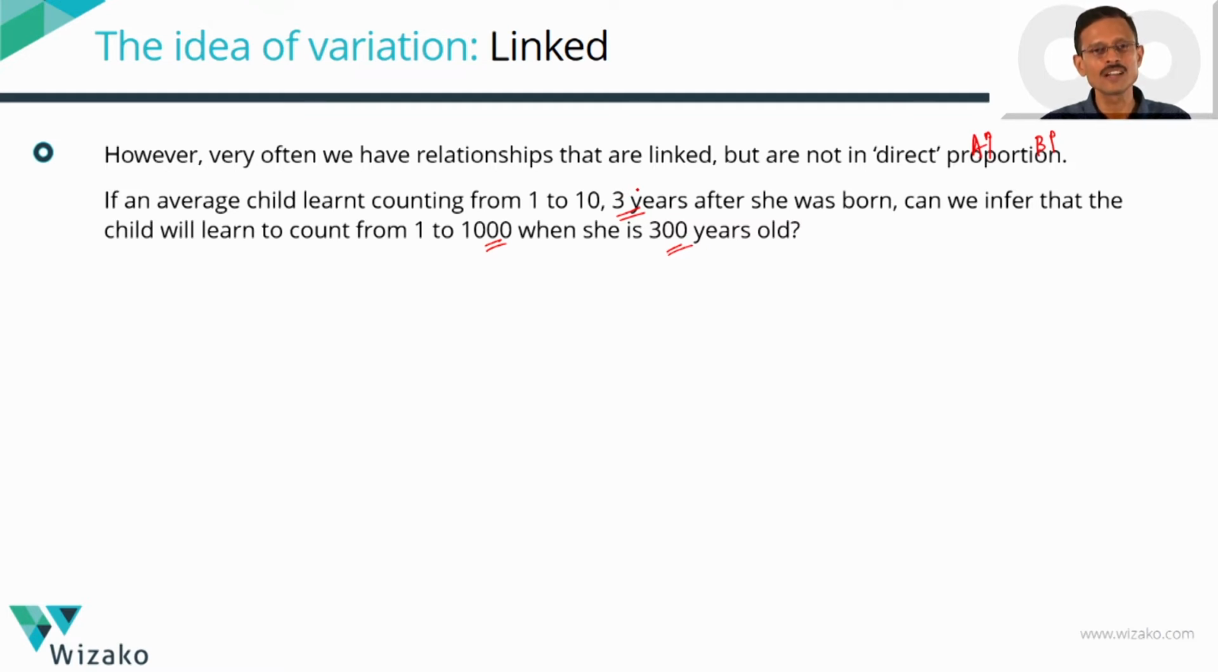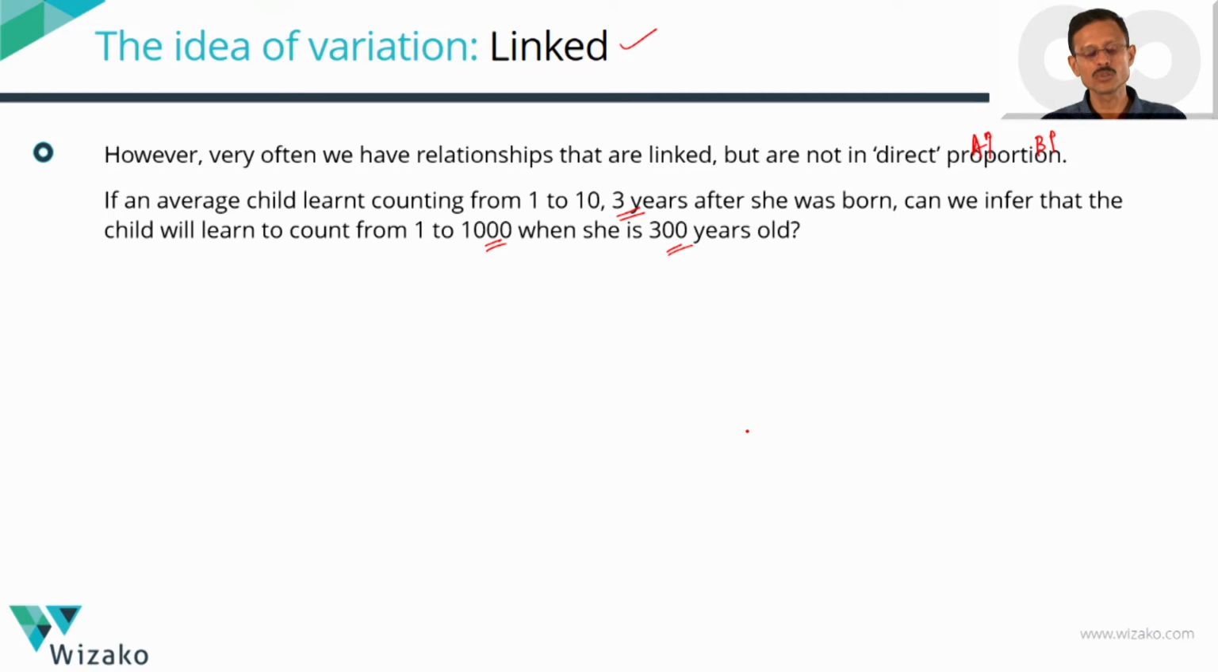Probably in 3 years and 1 month itself, she'll be counting from 1 to 1000. So as her age increases, the number of numbers that she can count also increases, but it is not increasing in the same constant ratio. That is what is known as linked but not in direct variation.